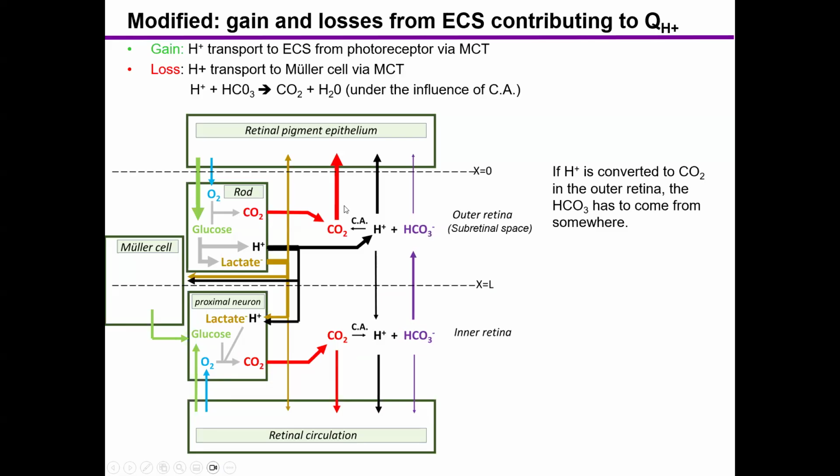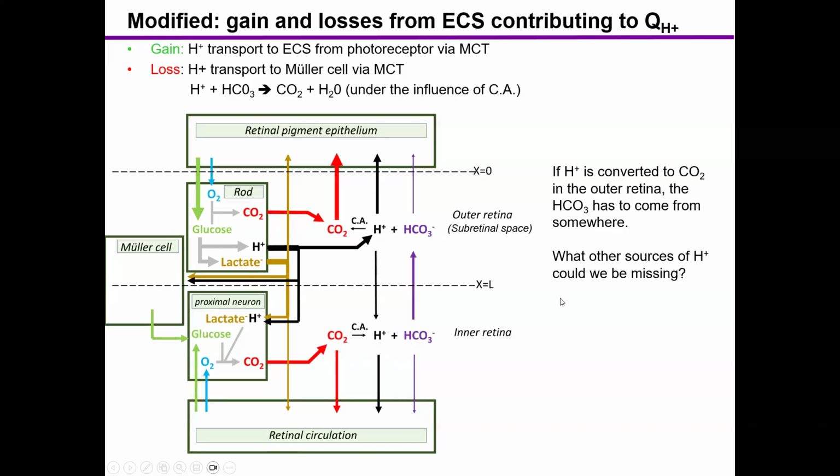But this is pretty speculative, and there's just no evidence. But blocking carbonic anhydrase really doesn't either acidify or alkalinize the inner retina very much. So this is evidently less important in the inner retina.